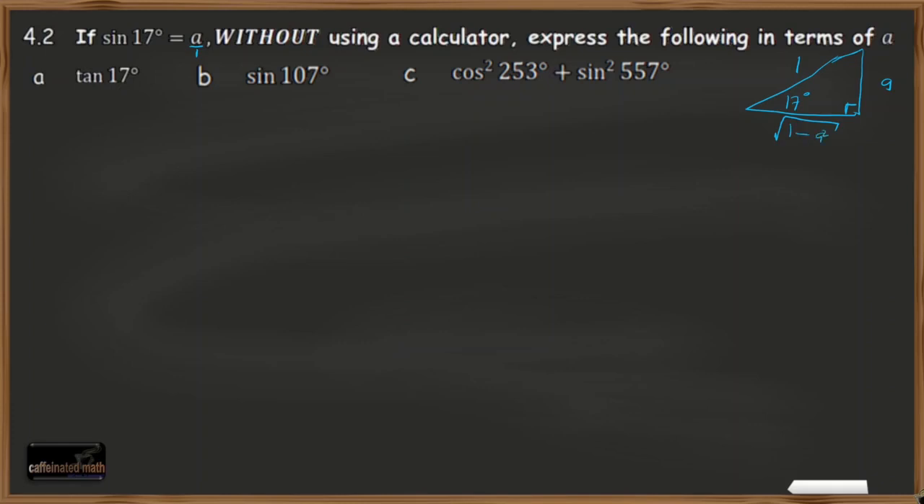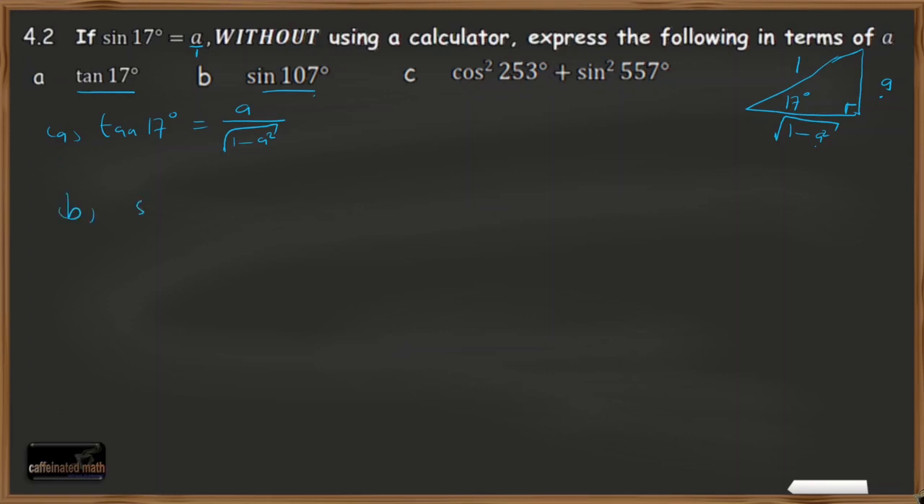So now if we look at a, tan of 17 is just going to be opposite over adjacent. So tan of 17 degrees is going to be equal to a divided by the square root of 1 minus a squared.